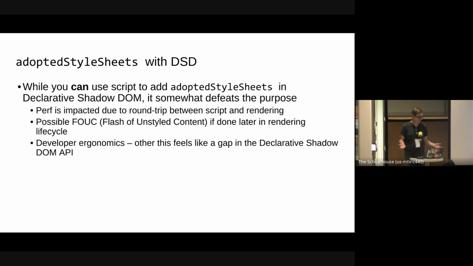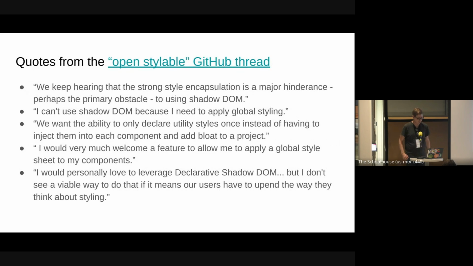You don't get that great perf because you now have to go to the script engine and apply the styles. If your timing is wrong, you get the dreaded flash of unstyled content. So that's also not a good thing. And then for developer ergonomics, it is just a gap that you can do this in the script-based version, but there's no declarative counterpart. So there's this big GitHub thread with hundreds and hundreds of comments about this specific issue.